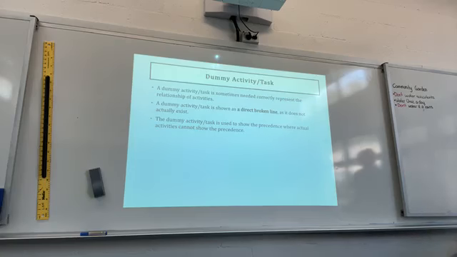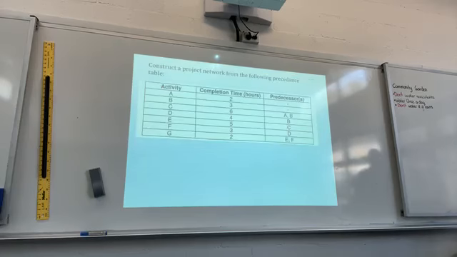All right. If you've got that down, let's have a look at this. What I've given you is a project network. Can you please attempt to complete this? I am not going to show you anything yet until you have completed this. 1, 2, 3, 4, 5, 6, 7. 7 activities there, 7 tasks. Try that and see if you can do it.